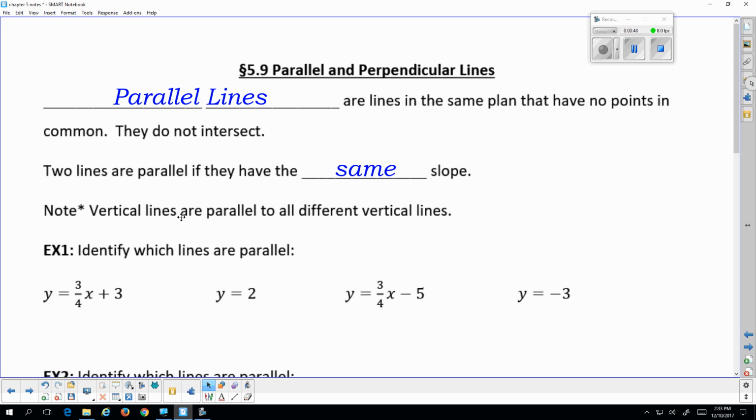And then just to note, vertical lines are parallel to all other vertical lines, just because vertical lines have undefined slope, so that's going to be hard to tell. But just so you can see that vertical lines are always parallel to other vertical lines.